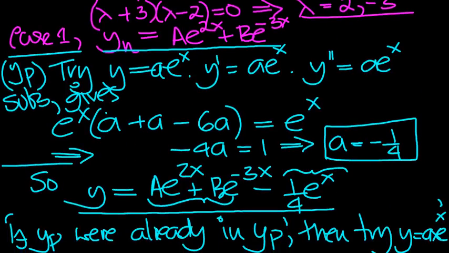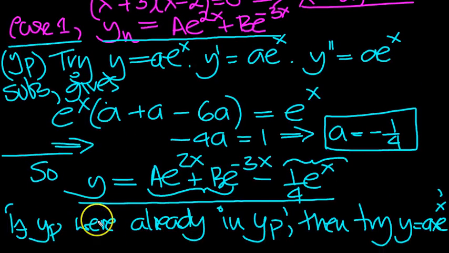Now there's only one final thing to remark upon, and that is that if this solution that we have got for YP that we try is already in this arrangement here, then it's not going to work. And you just do it and you think, oh, it didn't work. Oh yes, that's right, because this function's already in the YH solution. And in that case, you just jump up generally by a power of x. So you would try y equals a x e to the x. And then try that and work out the value of a in that case and obtain the solution.